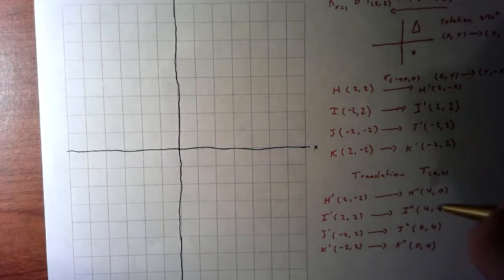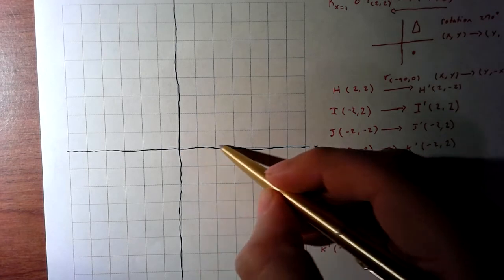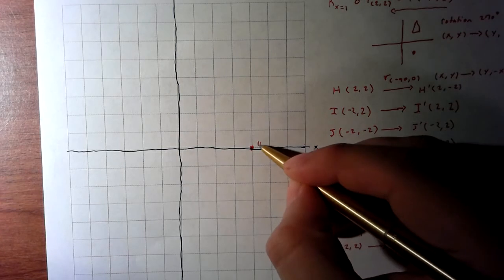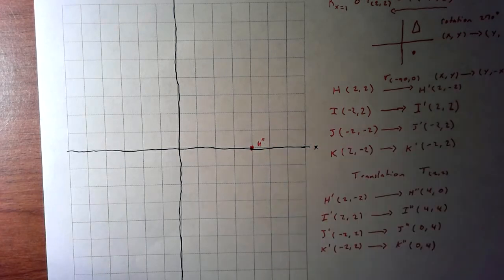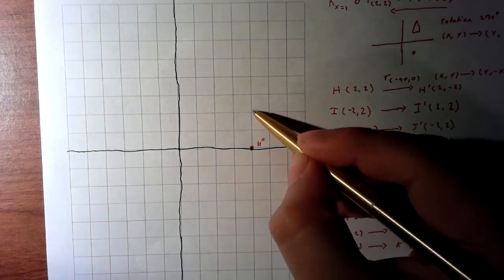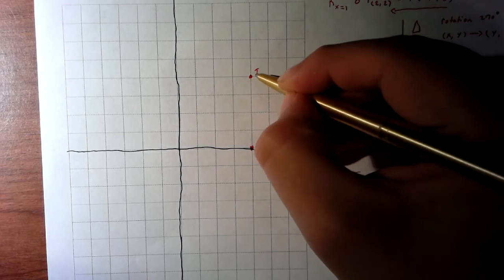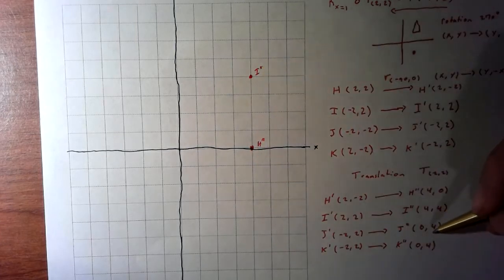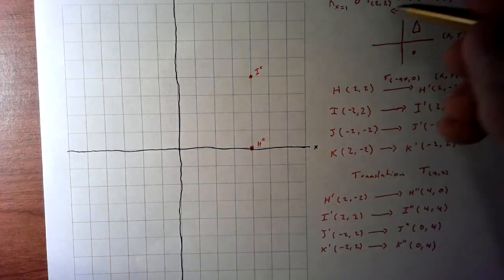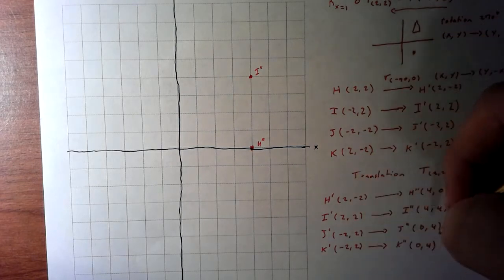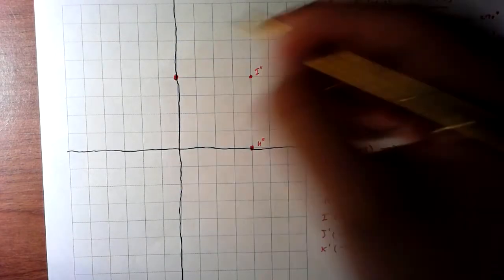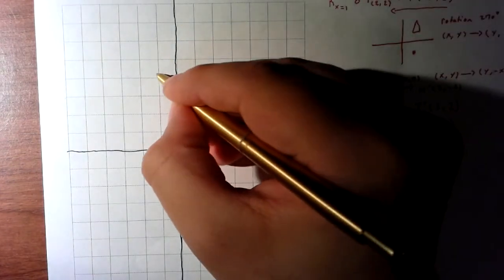The first one is H double prime. That one's at 4, 0. So 1, 2, 3, 4, 0. So it's right there. That's H double prime. And then we have I double prime, which is at 4, 4. So 1, 2, 3, 4, 1, 2, 3. That's over here, I double prime. And then we have J double prime, which is at 0, 4. And that's our J double prime.